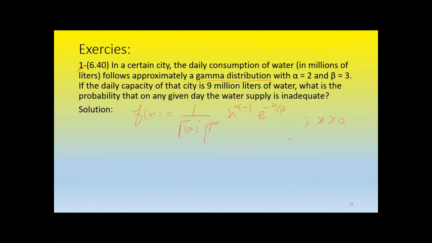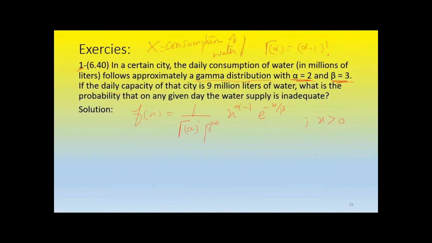And we know how to find gamma of alpha: gamma of alpha is alpha minus 1 factorial. Alpha and beta should be taken from the problem. Alpha is 2, beta is 3. Read the problem carefully. What is your random variable? What does X deal with? Consumption. In a certain city, the daily consumption of water follows approximately a gamma distribution. So consumption of water is the random variable, right?